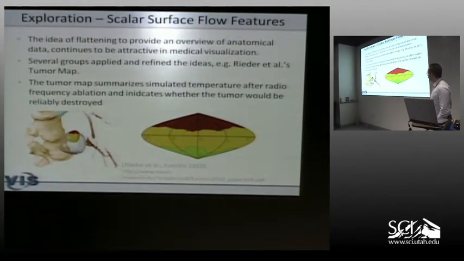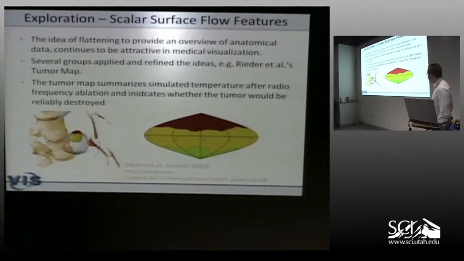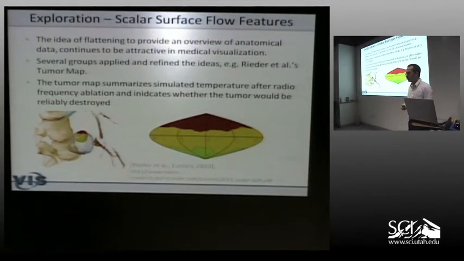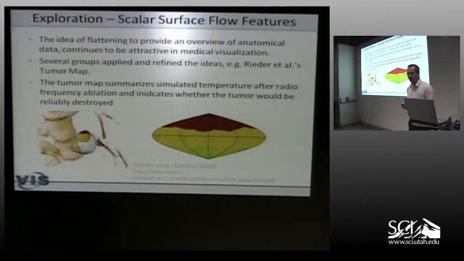I also noticed that some other groups used this idea and refined it. For example, my previous colleagues at Fraunhofer MEVIS in Bremen used this in order to come up with a tumor map. The tumor map here represents the results of a biophysical simulation where a radio frequency ablator is inserted, and they wanted to understand the heat effect on the tumor. So the red region here is the region where enough temperature was produced that it is warm enough so the tumor is reliably destroyed.